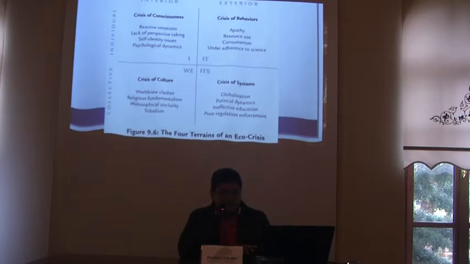And then there is the crisis of systems: political dynamics, ineffective education, poor regulation enforcement. And those who have experienced helping people in disaster areas, I believe you have experienced all of these, especially in these crisis of systems. When systems break down, we all get lost, even the responders do get lost.